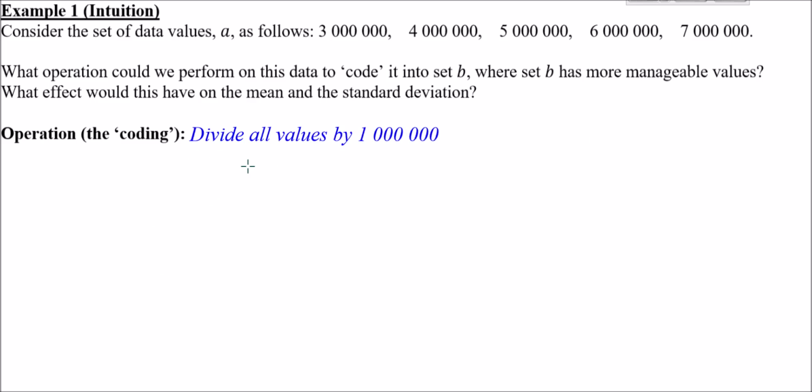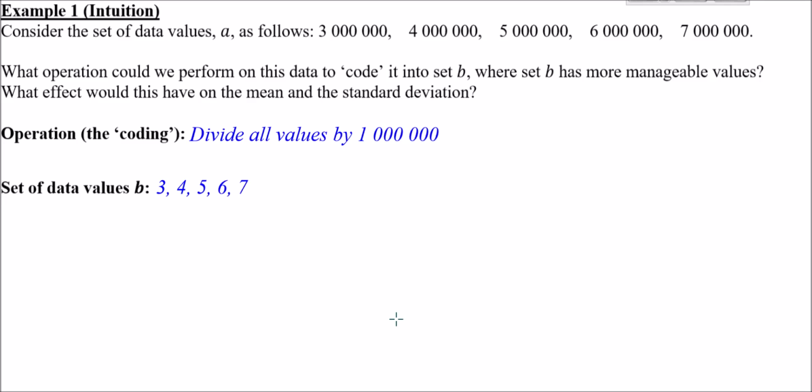This is what would be a good idea to do. Divide all values by 1,000,000. If you divide all values by 1,000,000, this would just make them much, much easier. If we did that, the set of data values for B would just be 3, 4, 5, 6, 7, which couldn't really be easier to work with.